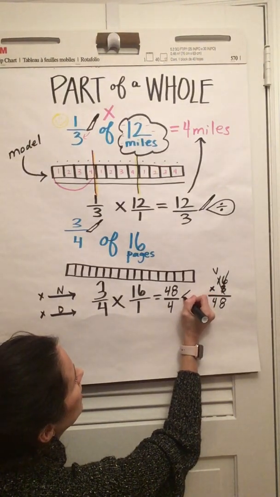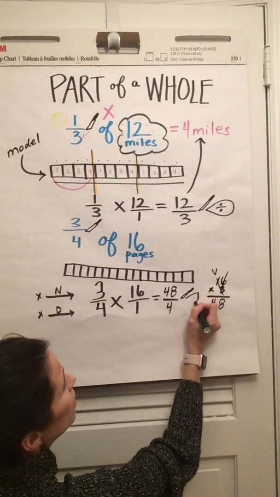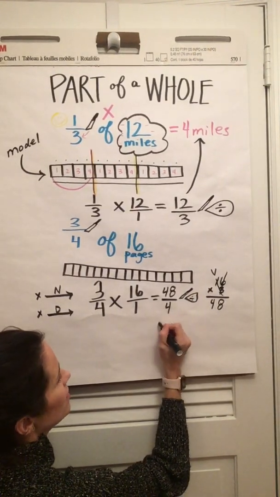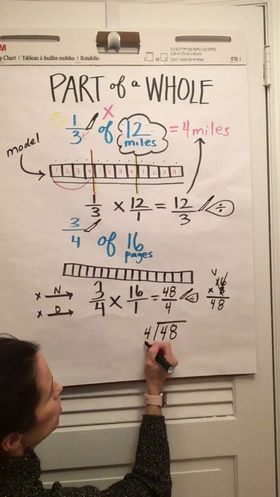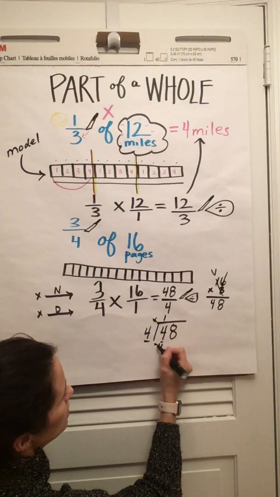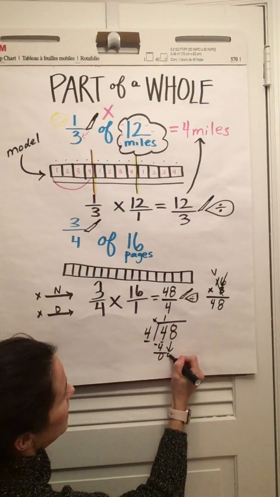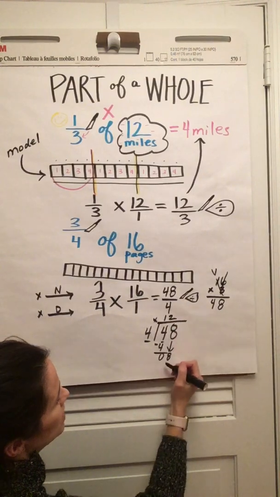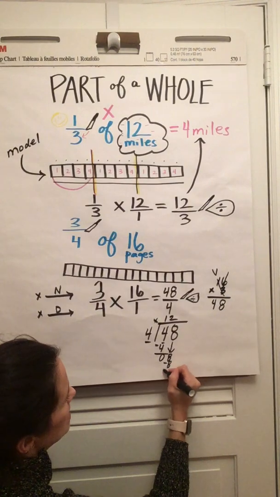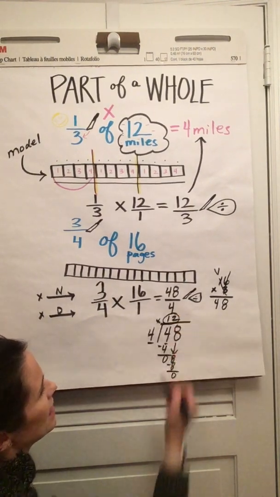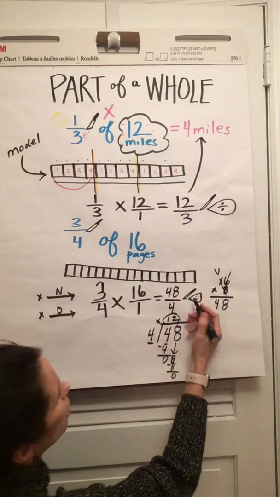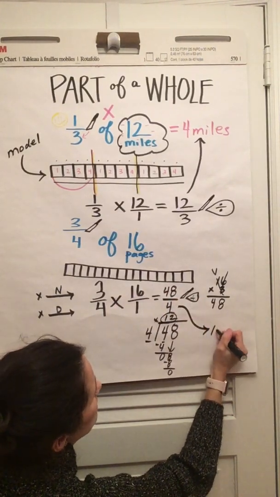cut into fourths, or we can read it as division. What is 48 divided by 4? Well, 4 goes into 4 once, and when I multiply it, I get 4. Subtract, you get 0. Bring down the 8, and 4 goes into 8 2 times, and 4 times 2 is 8. I get nothing left. So that means my answer is 12. So 3/4 of 16 is this, 48 over 4, which I'm saying is 12.